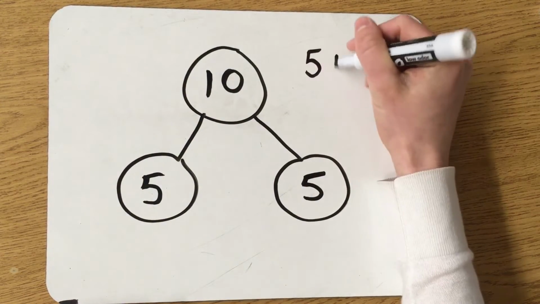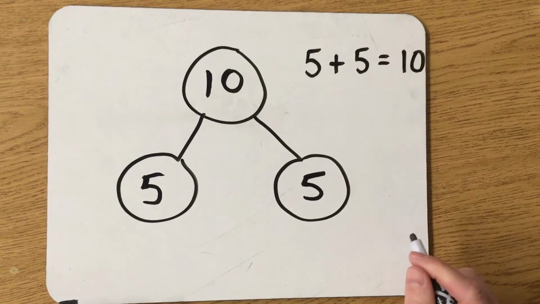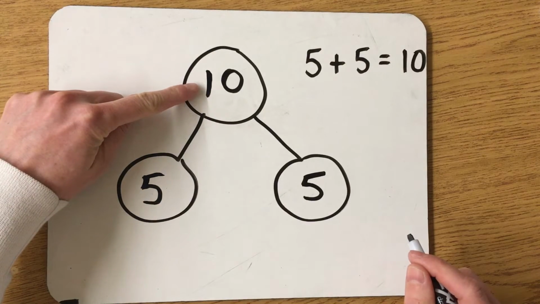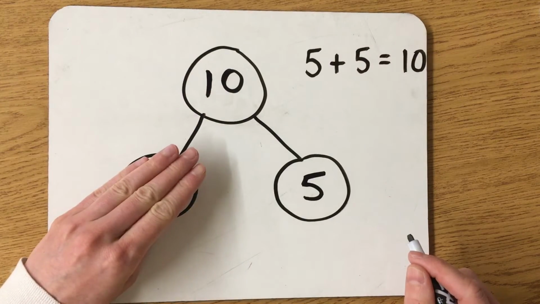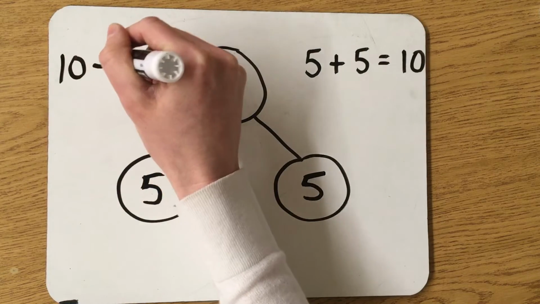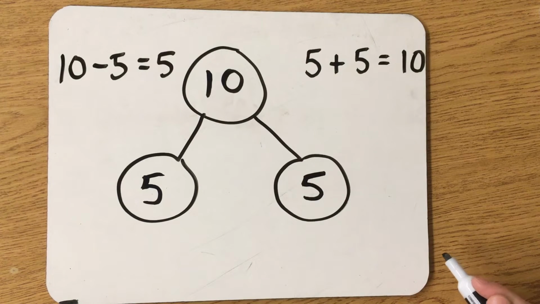We learned how to show this with addition and how to show the opposite. The whole group, taking away one of the parts, leaves us with the other part. We learned how to create fact families using number bonds.